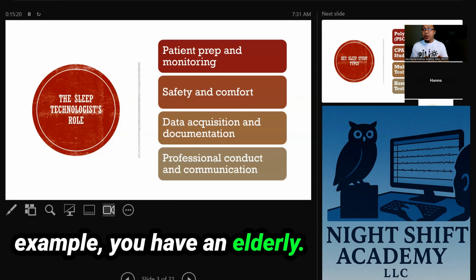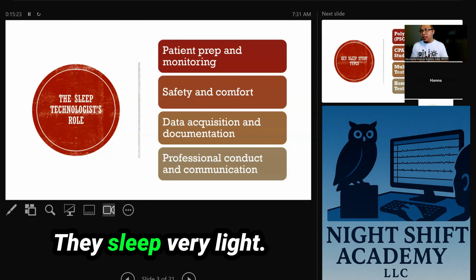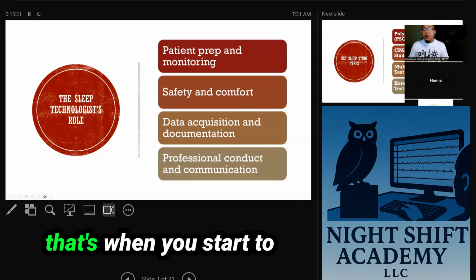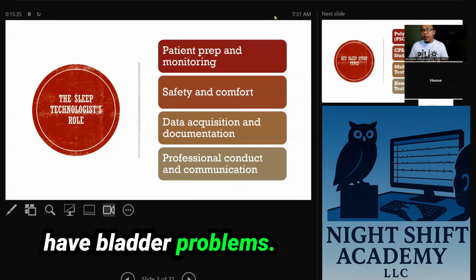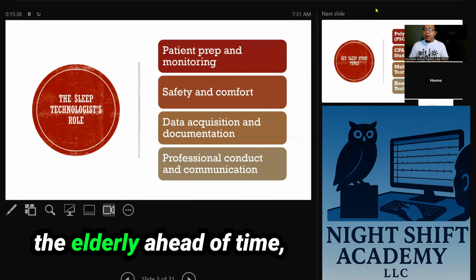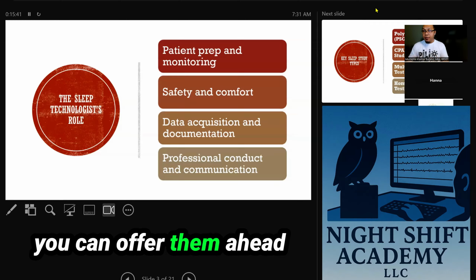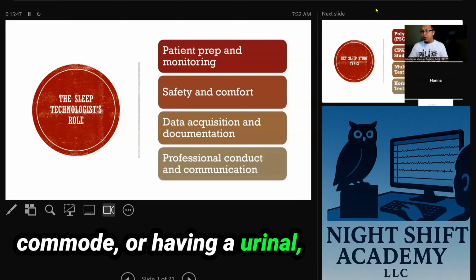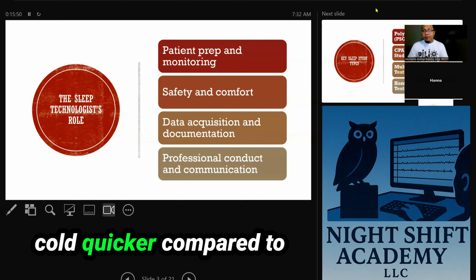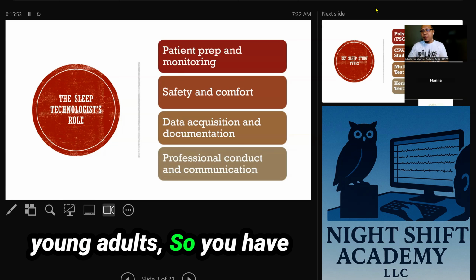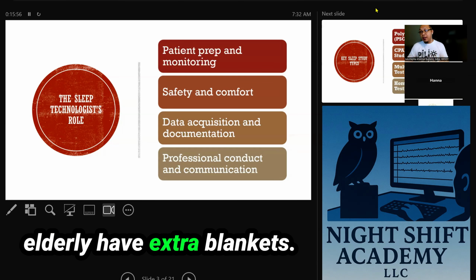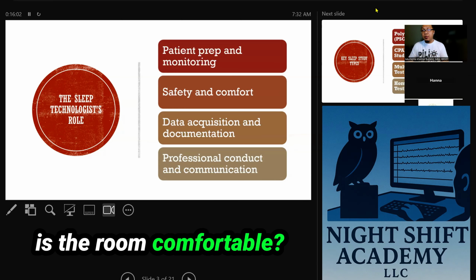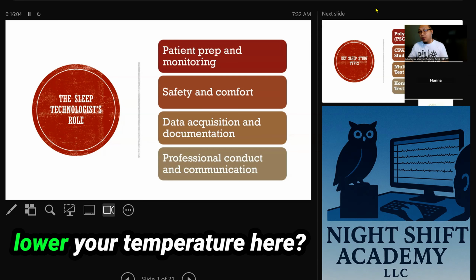For example, you have an elderly patient. Elderly people usually don't sleep well. They sleep very light. They usually need to use the restroom more often. When you get older, that's when you start to have bladder problems. So when you consider the elderly ahead of time, you can offer them either a bedside commode or a urinal. They also usually get cold quicker compared to young adults. So you have to make sure that these elderly have extra blankets, that the room's not too cold, or you ask each patient, is the room comfortable? Do you need a fan? Do you need to increase or lower the temperature here?